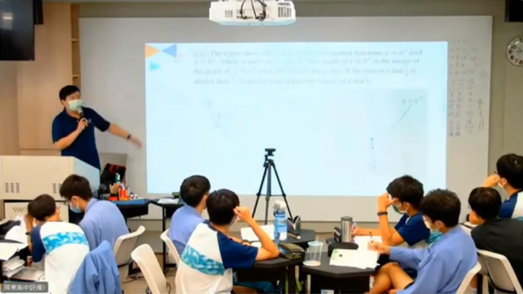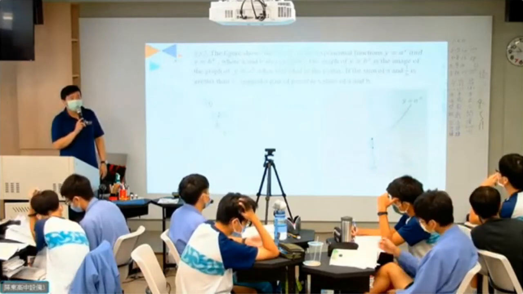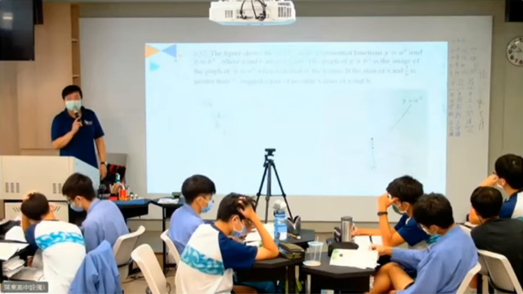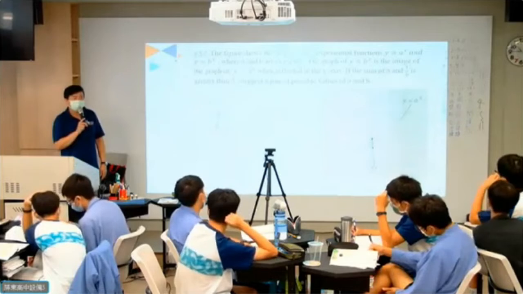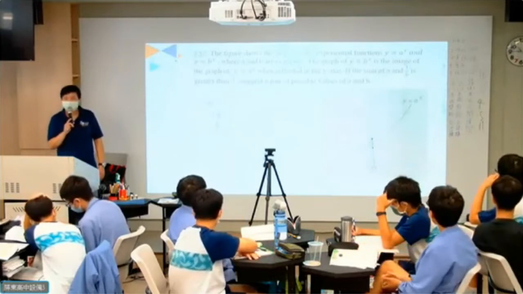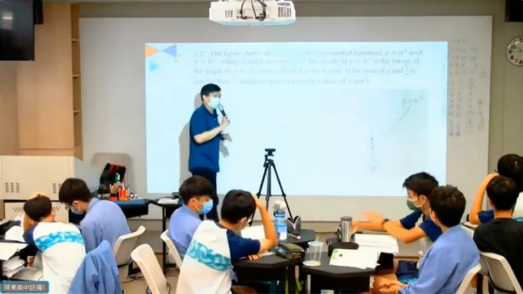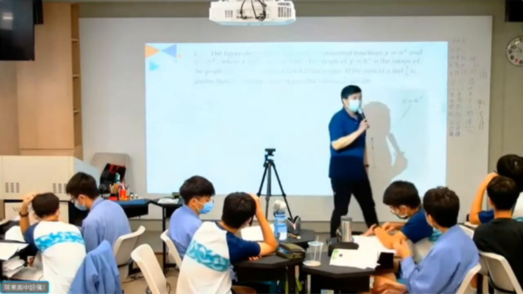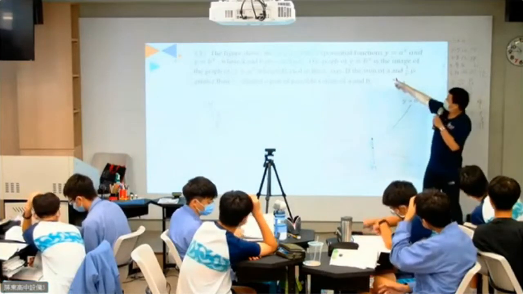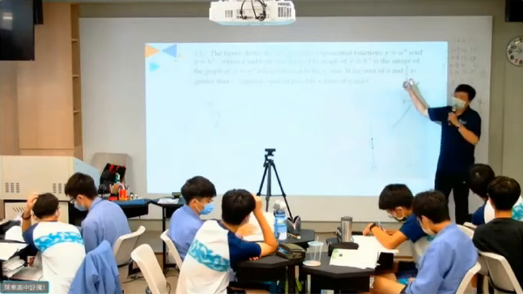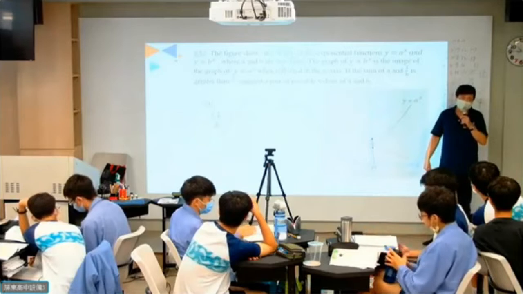What does it mean? They are symmetric, right? These two functions are symmetric. What is the axis of symmetry? Can you tell me? According to this description, what is the axis of symmetry?